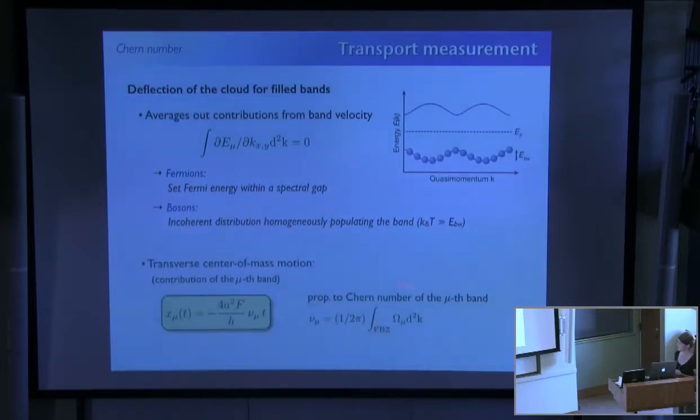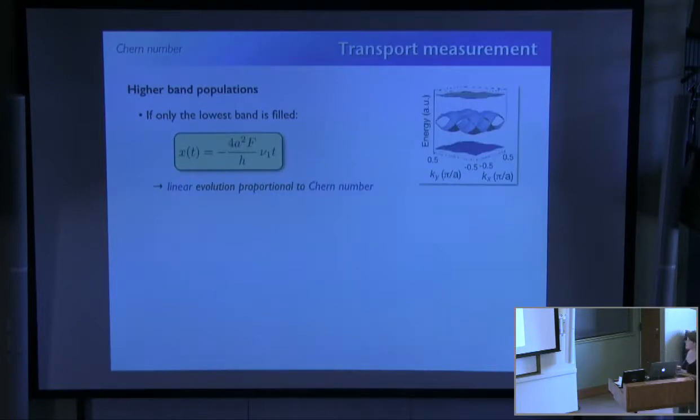And we are left with the non-trivial evolution perpendicular to the force, which, if we compute the center of mass motion, is simply proportional to the Chern number of the band where we have prepared our particles and proportional to the force. So this is, again, the definition of the Chern number, where mu is the band index. So if we have prepared all the atoms in the lowest energy band, this is the energy spectrum for the Hofstadter model of flux 1/4, then we expect that if we apply the force, the atoms simply move perpendicular to the force, and from the slope of this linear motion, we can extract the Chern number of the lowest Hofstadter band.